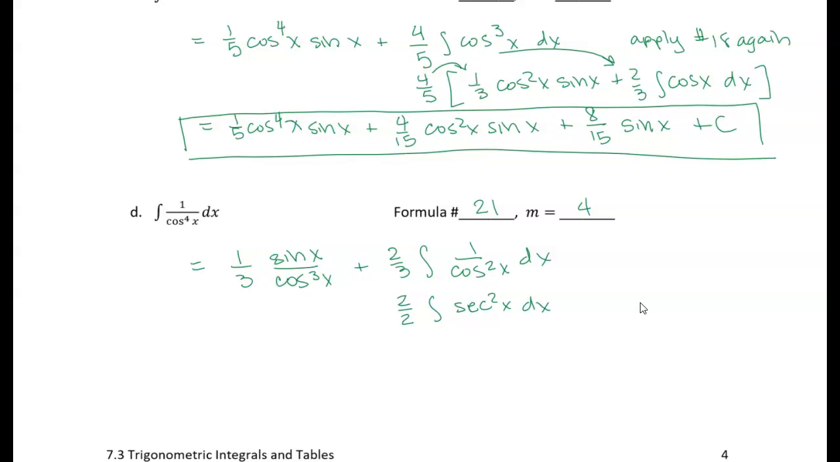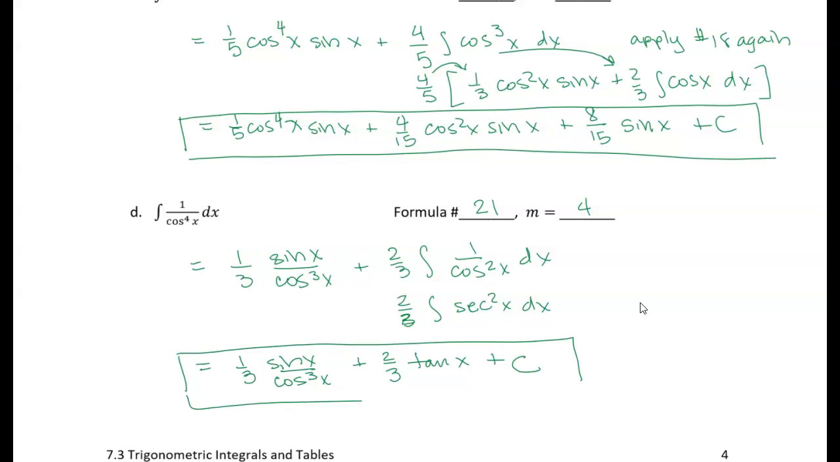And if you remember, the derivative of tangent is secant squared, so that means the integral of secant squared is tangent. All right, so we're going to get 1/3 sine of x over cosine cubed of x plus 2/3 tangent of x plus c. Okay, so we get an answer for that without too much trouble using the table.